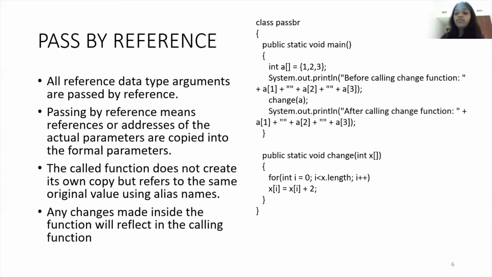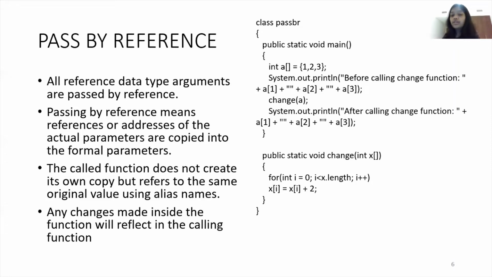So pass by reference. Whenever you pass a reference data type as an argument to any function, that can be objects, strings, arrays, you are passing or calling the function by reference. Passing by reference means references or addresses of the actual parameters are copied into the formal parameters. That means there's no copy of the value of the actual parameters, but the formal parameter refers to the original value using its reference or the address in the storage.